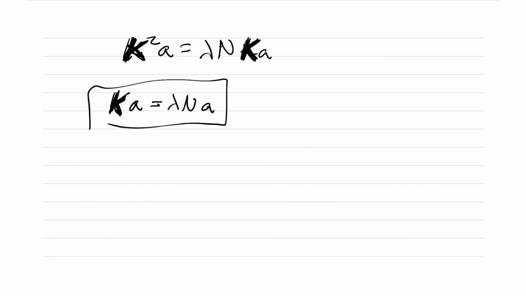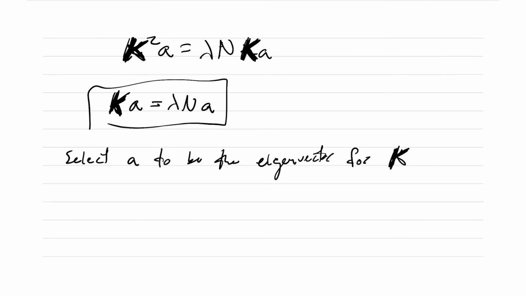And so now we have a new eigenvector equation that we want to maximize. N is fixed, and basically we want to choose it so that lambda is as big as possible. And so we select a to be the eigenvector for K with largest eigenvalue.